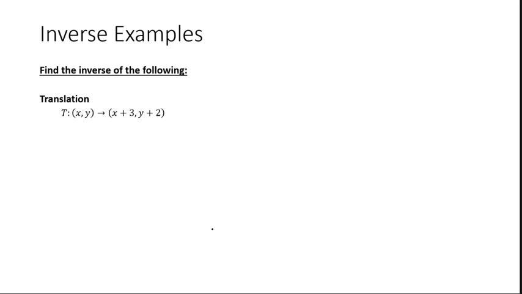Now let's take a look at inverse mappings a little more in detail. If you were told to find the inverse of the following translations, how would you do this? With this one, we have a translation, and we are mapping a point to x plus 3, y plus 2. Well, to move it back where it started, you'd have to now subtract 3 from x and subtract 2 from y. So the inverse of that translation is x minus 3 and y minus 2.